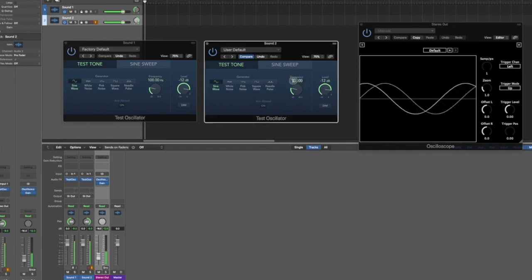Now, if I change it to 103, 1, 2, 3, 1, 2, 3, we basically get a waltz. So we get a difference of 3 hertz. So the beat frequency is 3.